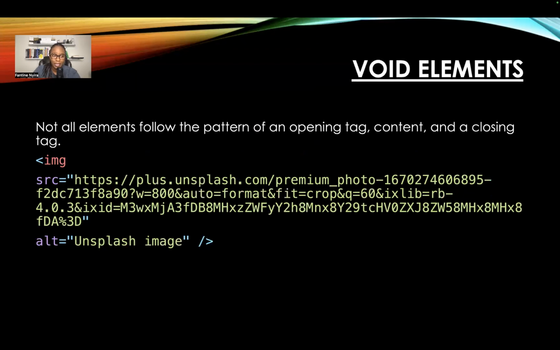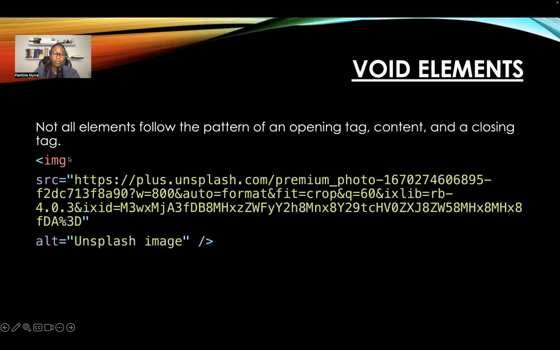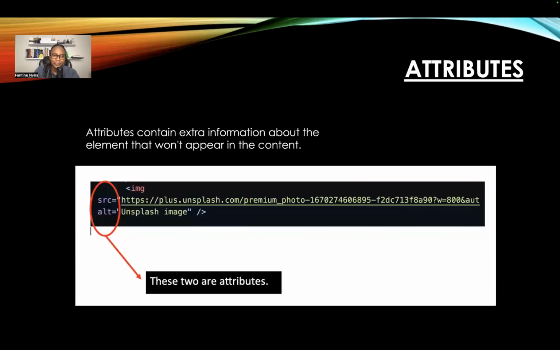There are some void elements. Those elements only have an opening tag. They don't have a closing tag. For example, the image element or image tag. Here you don't see a slash image and then a closing tag. This is called a void element because it doesn't have two tags, it only has one tag.